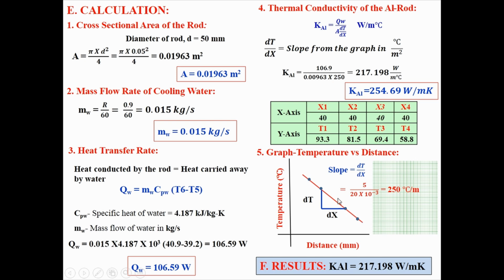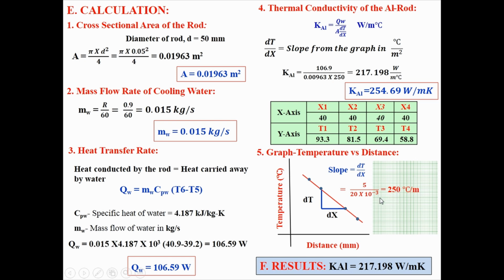Now take any two points and draw one vertical line and one horizontal line. You will get the slope here. This represents the change in temperature, the vertical component, and horizontally the change in distance. Just measure from the graph and you will get the values. Change in temperature I got as 5 degrees Celsius. Change in distance I got as 20 mm, but I converted the 20 mm into meter. Then I got the final answer as 250 degrees Celsius per meter.